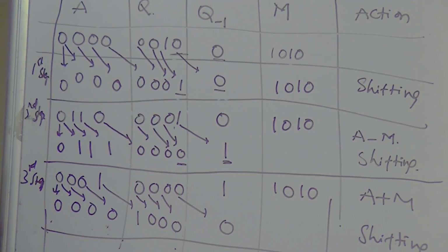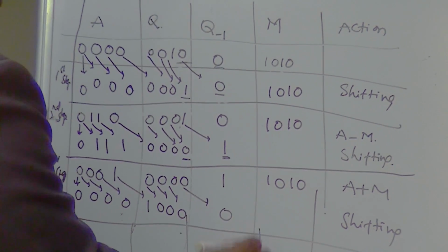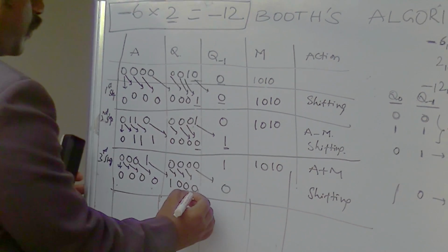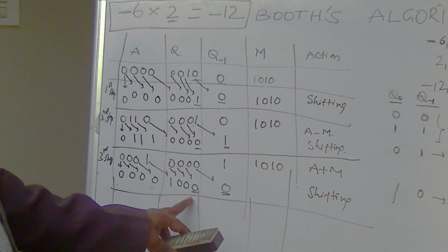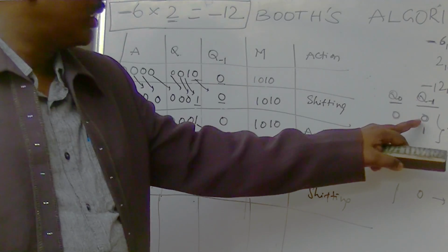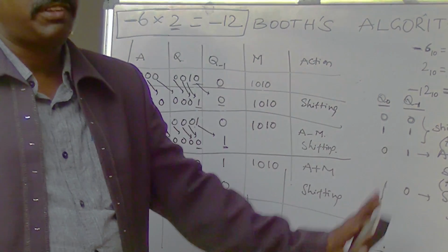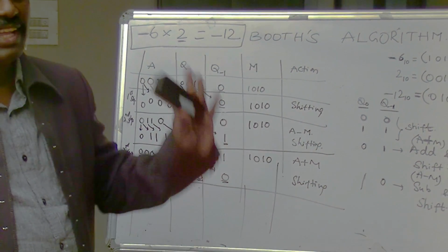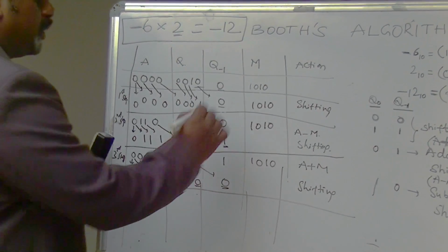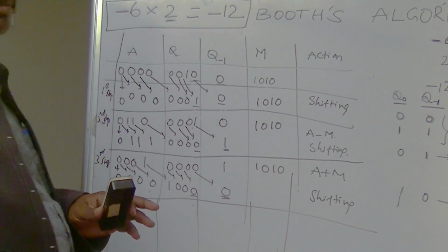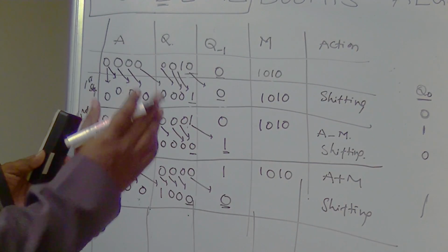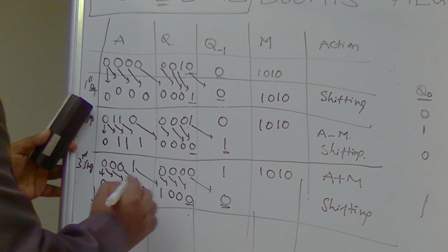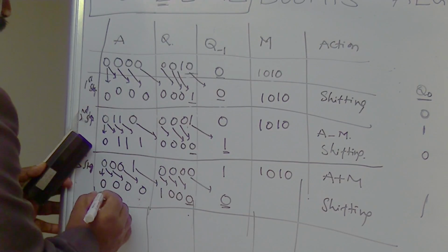So with this, the third step is over. Now we are going to check Q0 and Q minus 1. So simple, right? Both are the same. If both are the same, we just go for shifting. We are not going to do A minus M or A plus M. Clear, right? This is the rule of Booth's algorithm. You have to be very thorough with this, and then you can easily solve any type of multiplication.